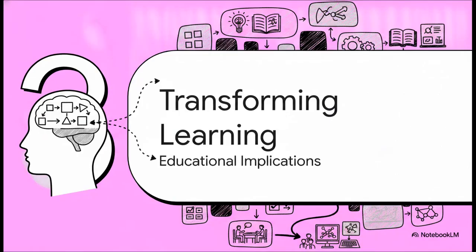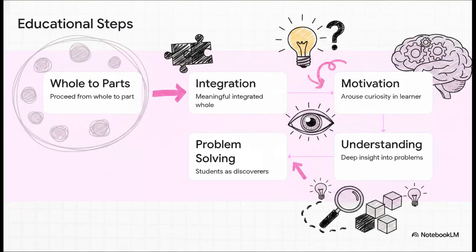Which brings us to Section 3, transforming how we learn, focusing on the practical educational implications of Gestalt theory. Think about it. If this is how the brain naturally organizes information, shouldn't we organize our education the exact same way? Gestalt theory gives us these 5 powerful educational implications that pivot sharply away from traditional rote memorization. Let's break down each of these steps and see how they can completely change the real world of learning.